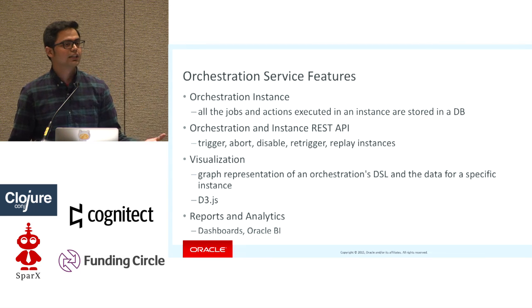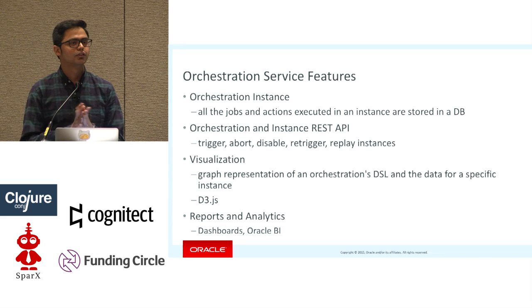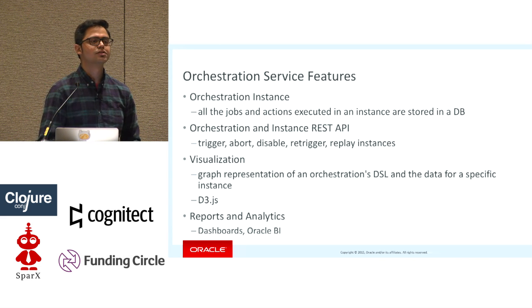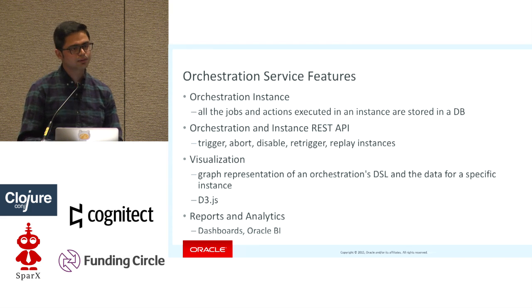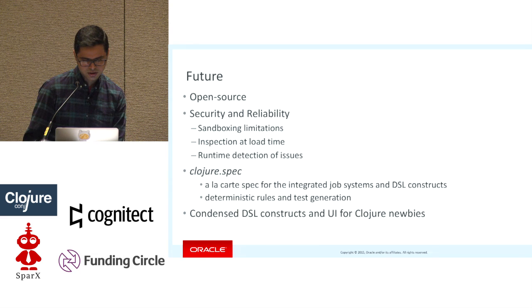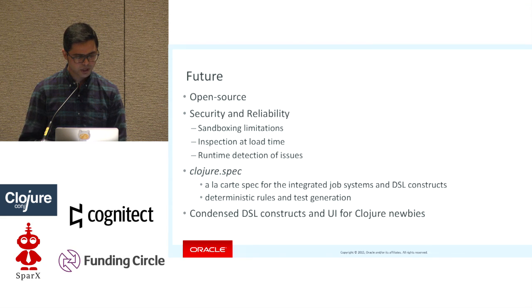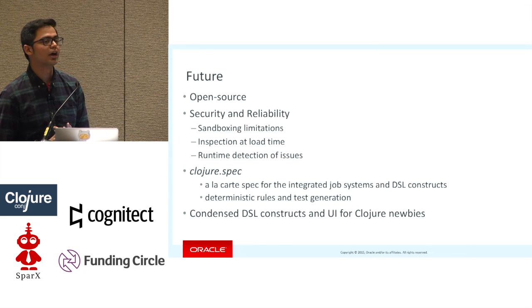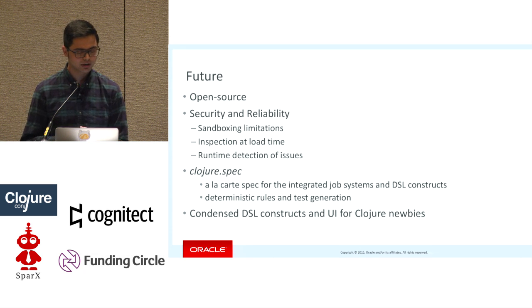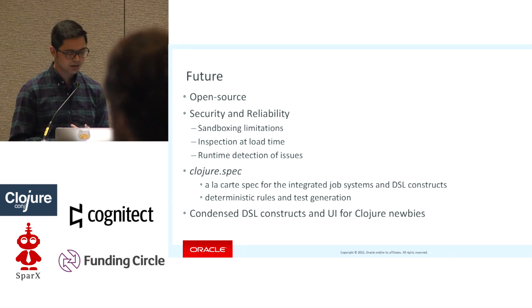So that was on the DSL itself. Now, on the orchestration service, the application, obviously, you want to see all the instances for your pipeline. You want to see all the jobs that ran in them. So we have REST APIs for that. We have dashboards that show you that. Yeah, I just want to quickly say what we are looking to do in terms of the future of this project. We want to open source it so we can get more community help.